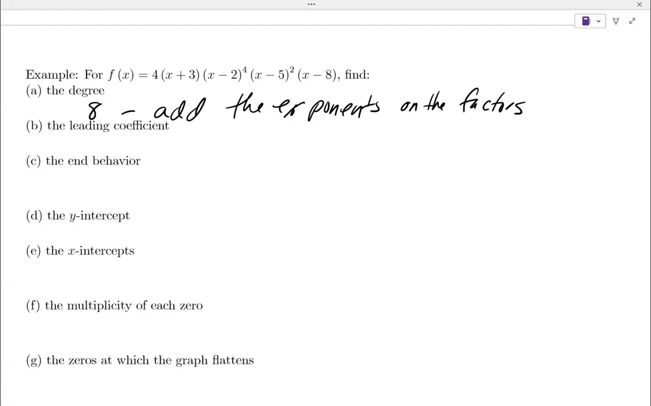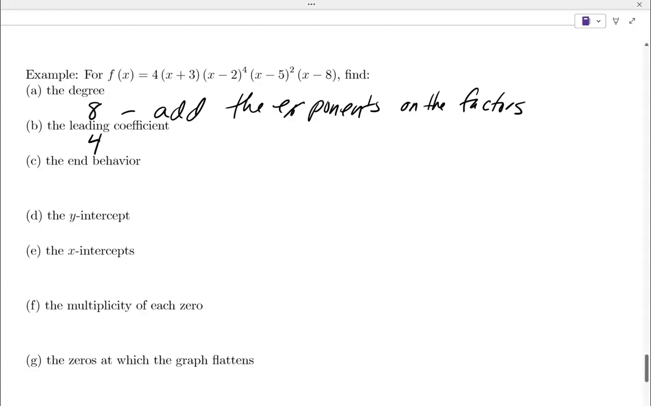What about the leading coefficient? 4. Again, notice that in all of the factors, the coefficient is 1, right? So at the end, we multiply by 4. If this were, say, 2x plus 3 instead, you'd have a leading coefficient of 8, because you'd have a 2x in that first term times the 4. All right, so leading coefficient is 4.